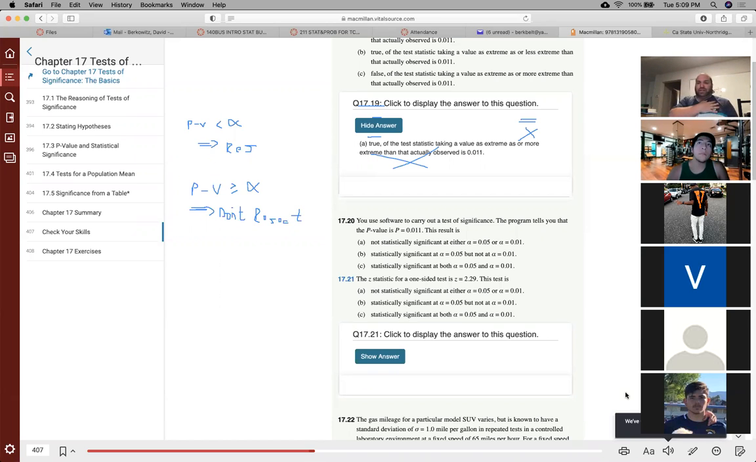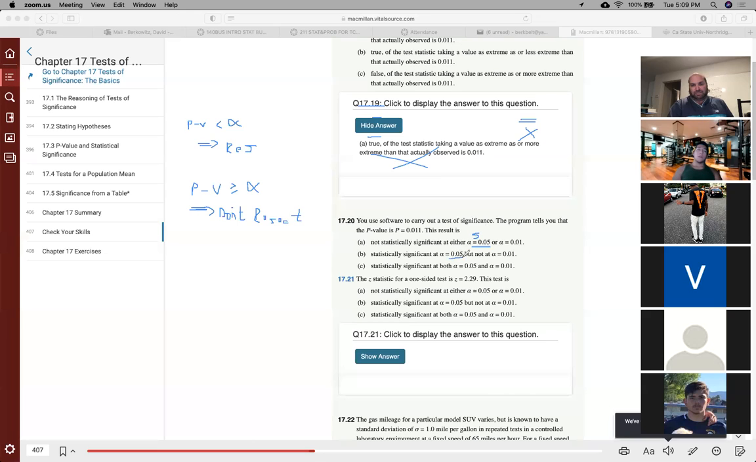Use software to carry out a test of significance. The program tells you the p-value is p equals 0.011. Is the p-value less than alpha? That's all that matters. Is it less than 0.05? Yes. So it is statistically significant for 0.05.